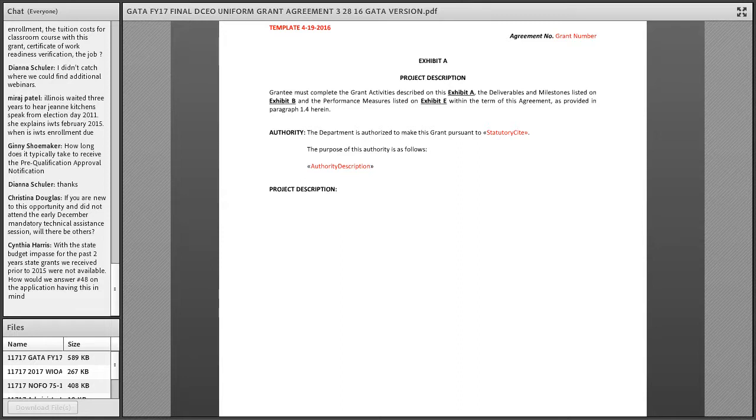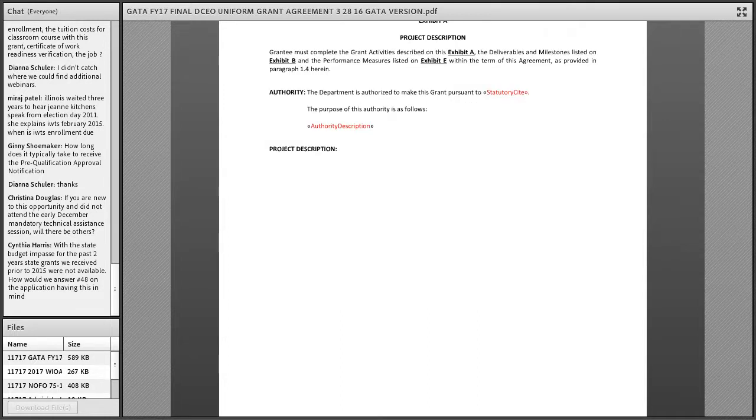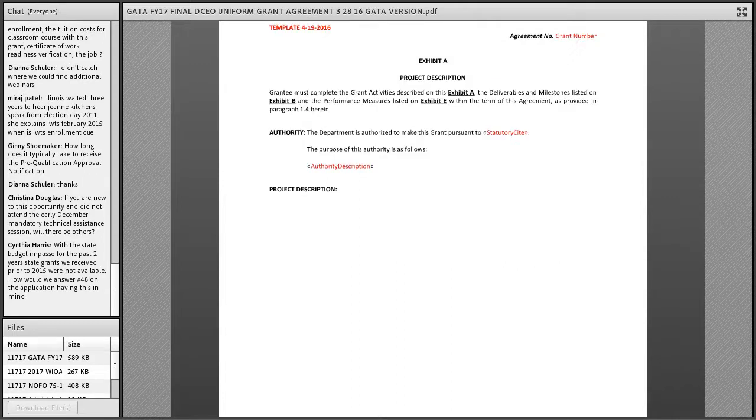So Exhibit A was previously Part 2 of the grant agreement under this current year, but now it's in Exhibit A. So your scope of work will be Exhibit A, project description, and it will be a comprehensive description of the core functions and activities that will be associated with the award.